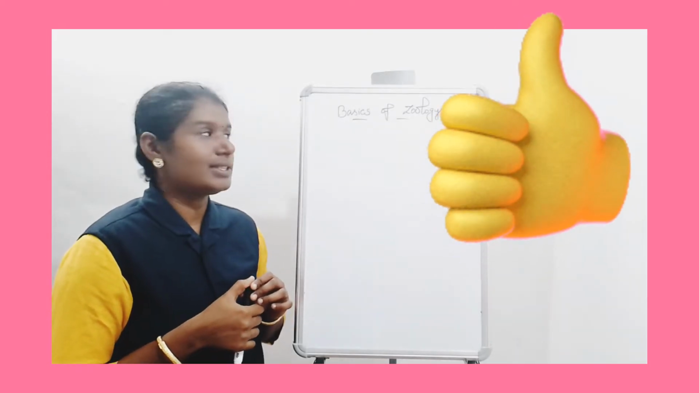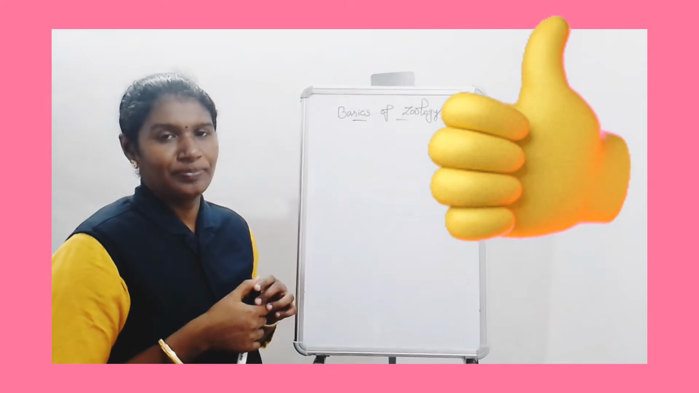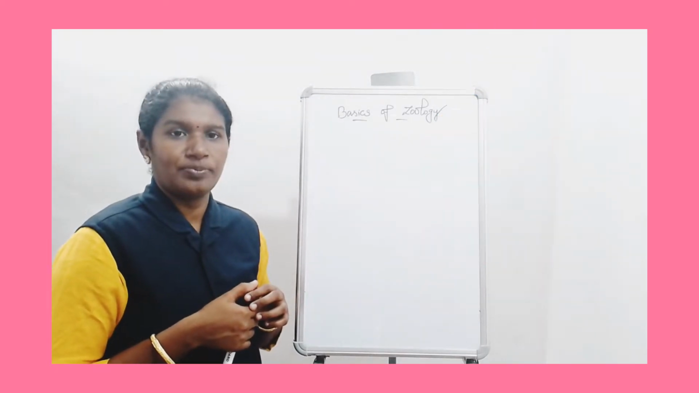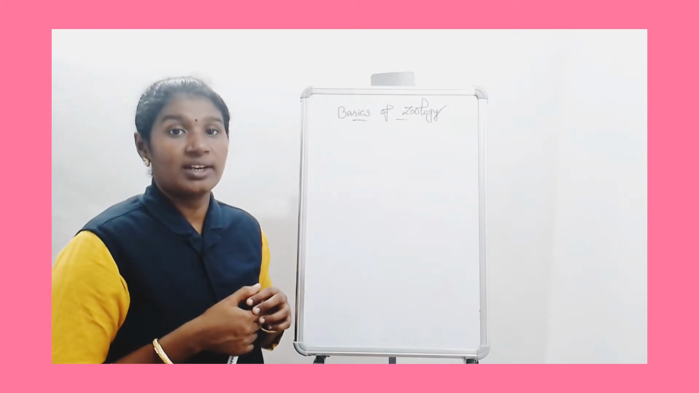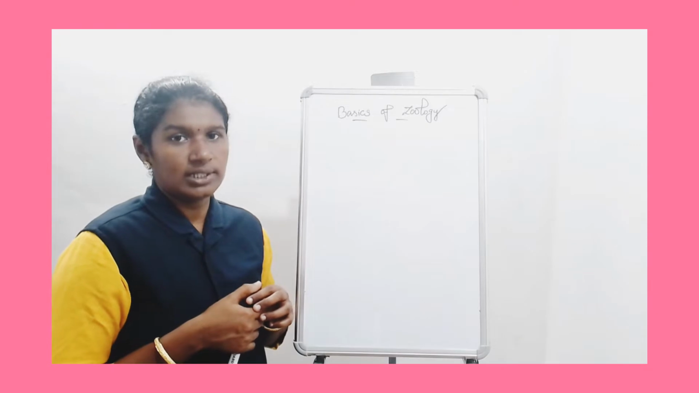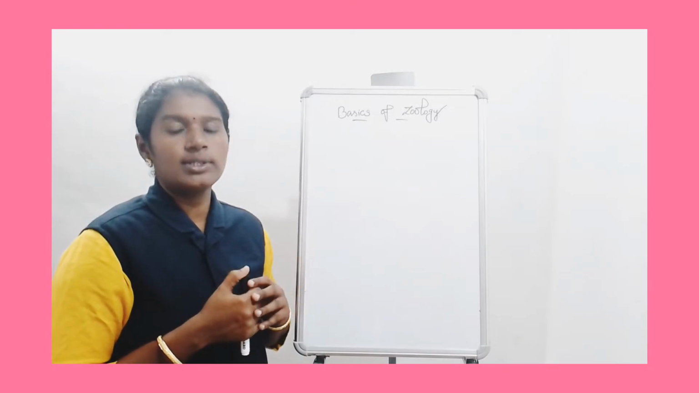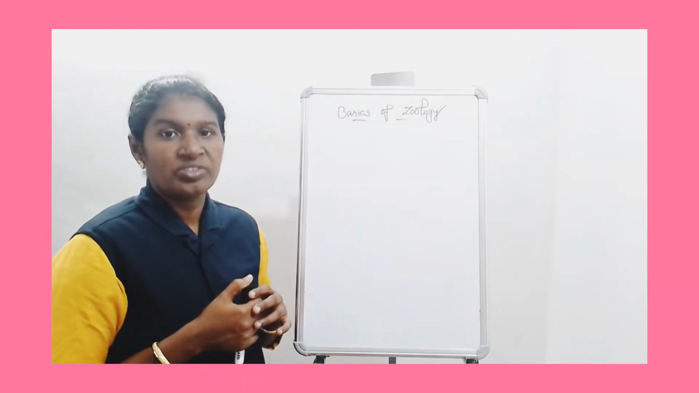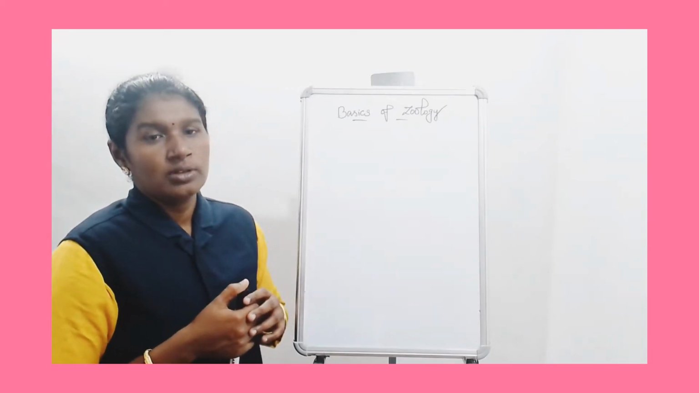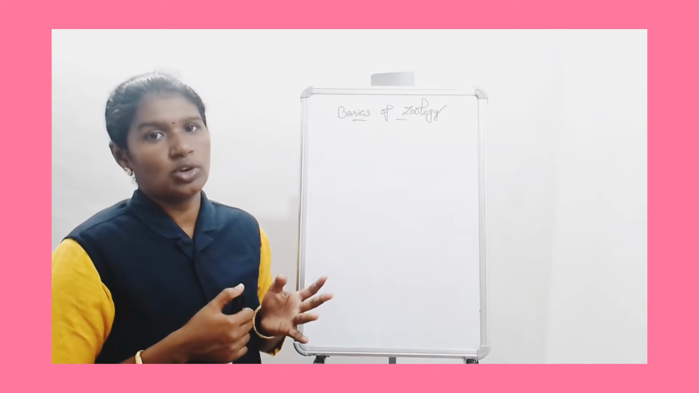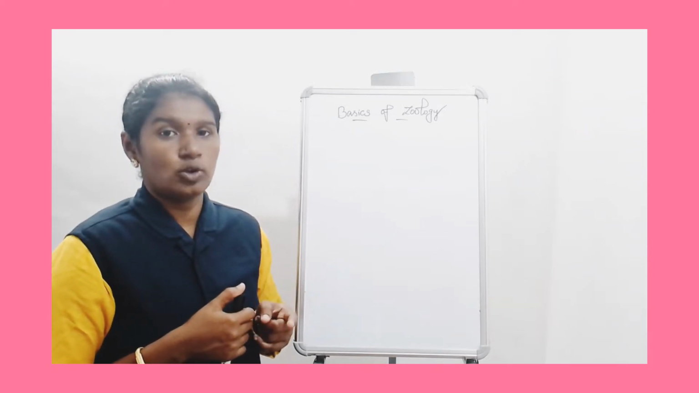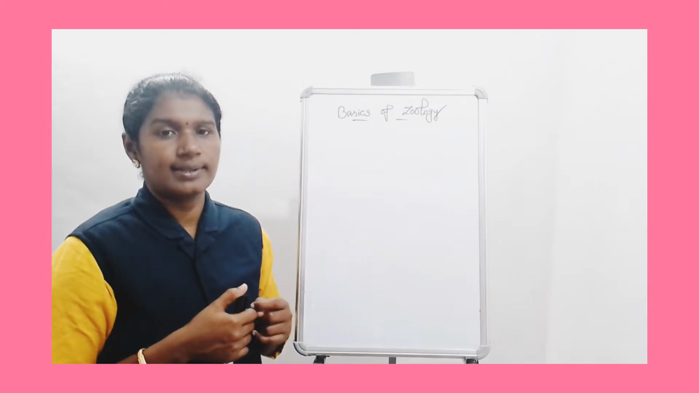Today our topic is basis of zoology. Zoology is a kind of biology. Zoology is coming under the branch of science. So science, we know that it is classified into four branches, that is physics, chemistry, botany as well as zoology. So physics and chemistry we are calling as physical science, and botany and zoology we are calling as biological science.